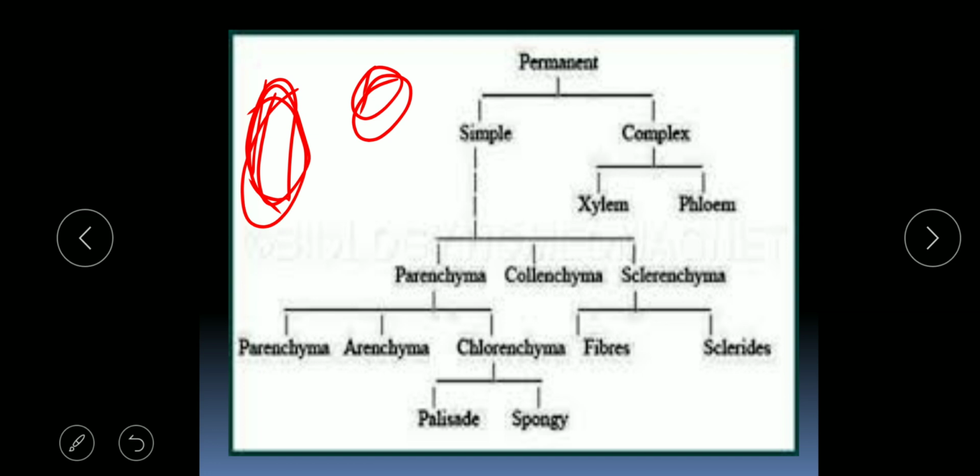Sclerenchyma is of two types, that is fibers and sclereids. We will deal with all these permanent tissues from the next class.